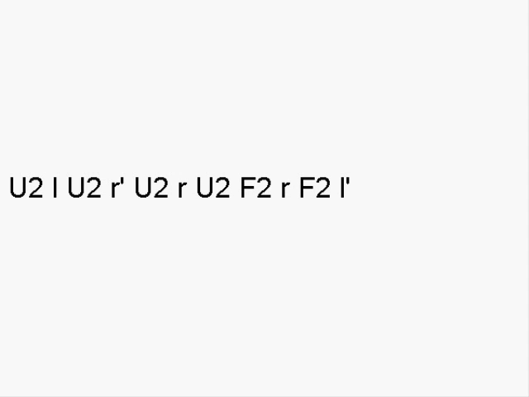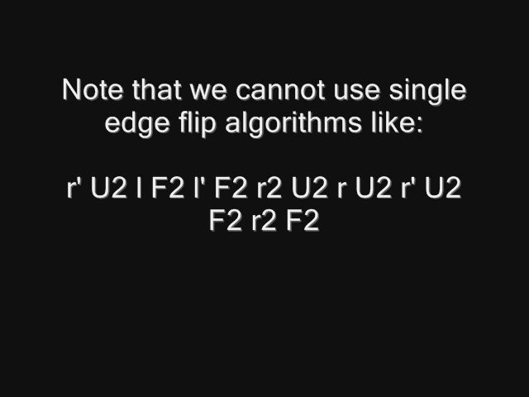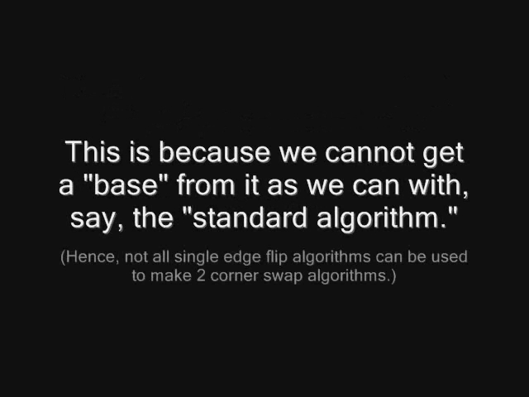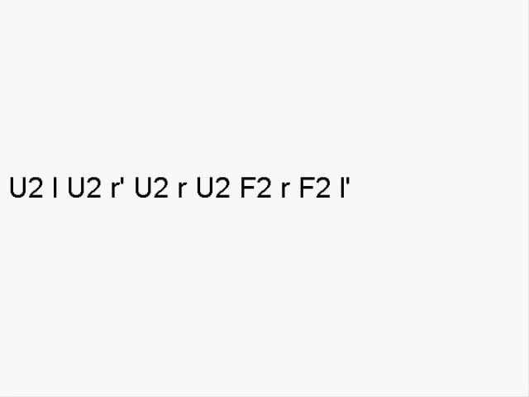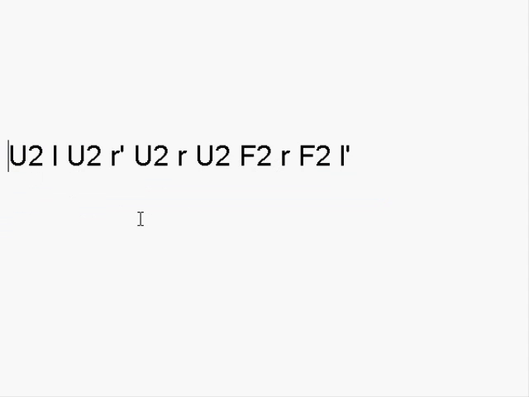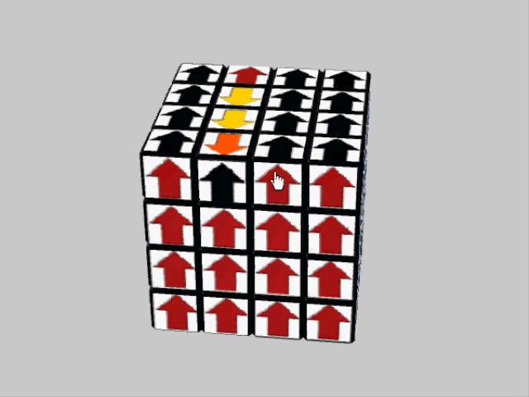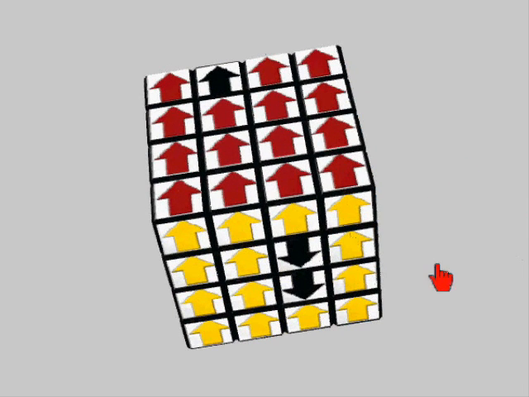What we have to do is take a single edge flip algorithm's base, that is, its middle part, like this one from the standard algorithm, taking out the outermost setup moves, R2, B2, and B2, R2. Those are setup moves because they're done before an algorithm piece, this one, and they're undone afterwards. So by removing those, we look at the base, and we can see that this is on the left side and this is on the right side.